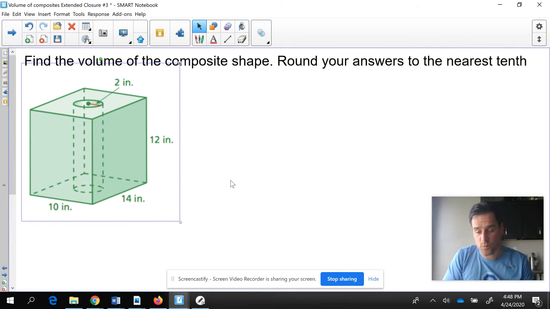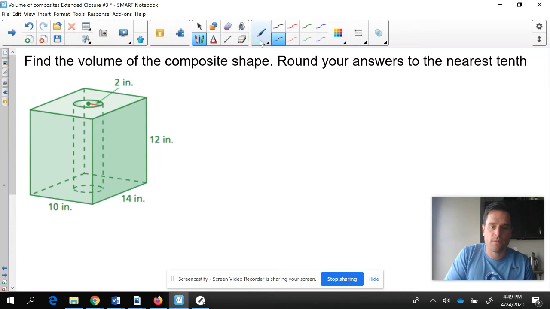So this one's going to look a little bit different. You notice that we have 2 volumes here, but do you notice how this is like a hole? It's like a giant hole that's been carved out of that. So we're going to need to find the volume of both, and instead of adding these together, we're going to subtract that cylinder that's inside. So very first thing I'm going to do is find the volume of that rectangular prism, that giant box right there.